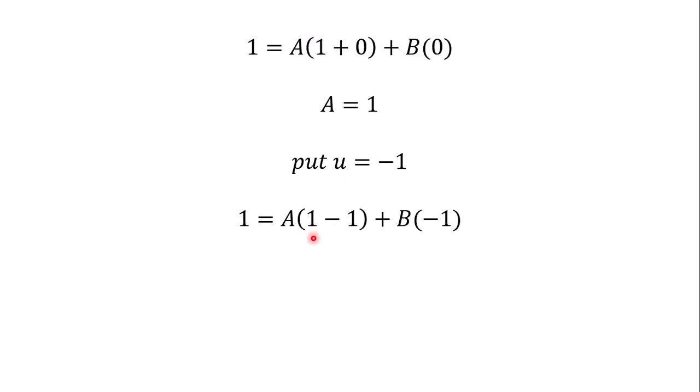Good. So this and this will give us 0. This by 0 will give us nothing, so let's ignore this. This one will be 0. And then here will give us -B. So 1 is equal to -B. So B is equal to what? -1. Good. Now the value for B is -1, and the value for A is 1. So let's replace A and B with 1 and -1 respectively.